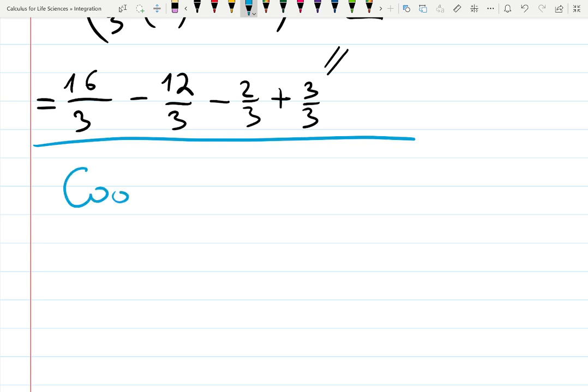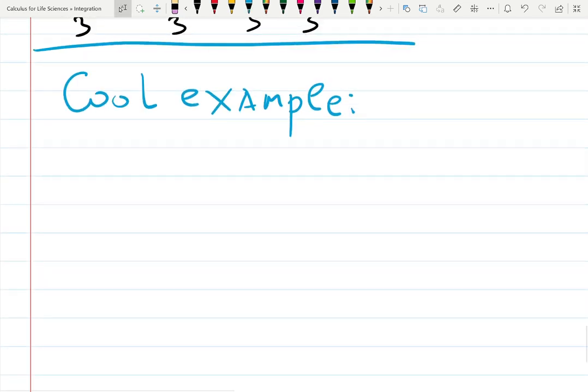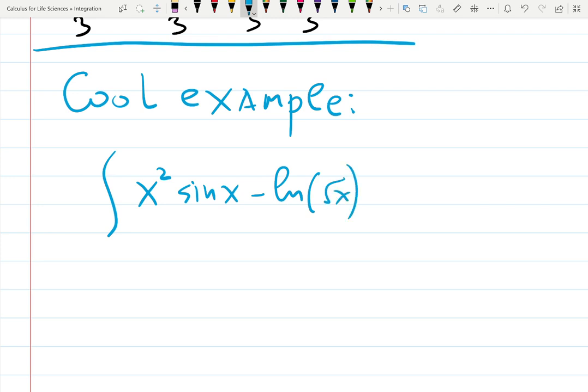Cool example. That should be your favorite example on the exam, but spoiler alert, we don't put it on the exam. Cool example is, what is the integral of x squared sine x minus logarithm of the square root of x from 17 to 17 dx?